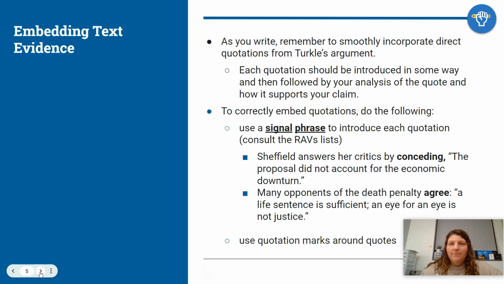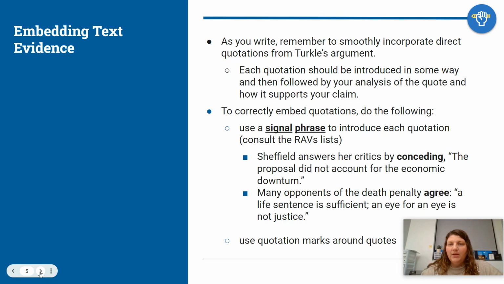Okay, let's talk about embedding text evidence. So we want to make sure that we are smoothly incorporating direct quotations from Turkle's argument, and we're not just dropping them in, what I call hit and run quotes, where you just drop it in without any lead in or signal phrase. Each quotation that you include, each direct quote, needs to be introduced in some way and then followed by your analysis and how it supports your claim.